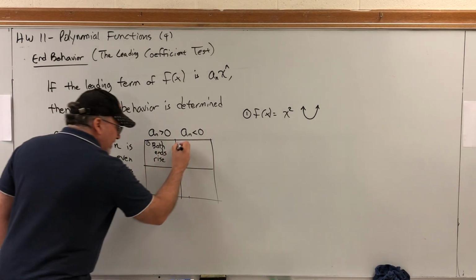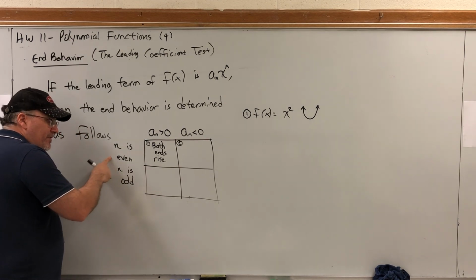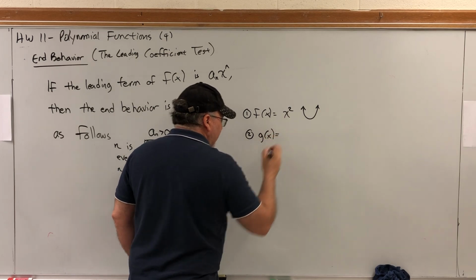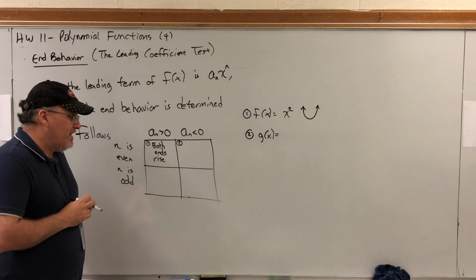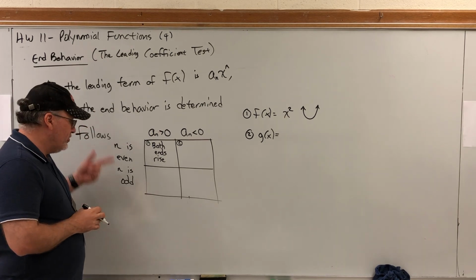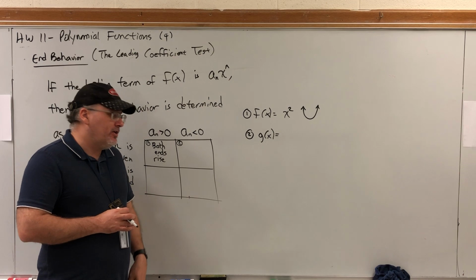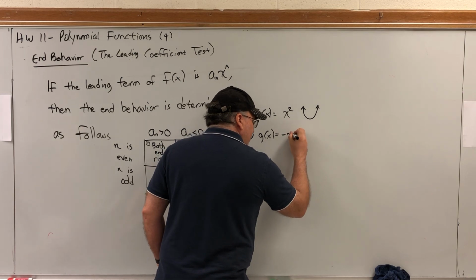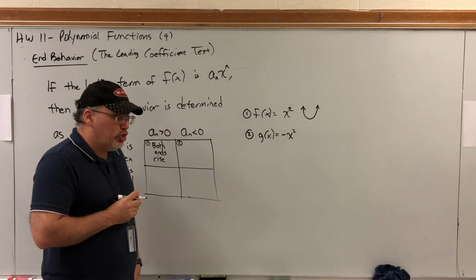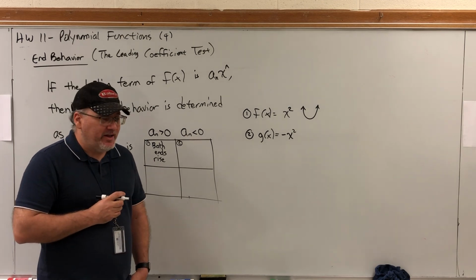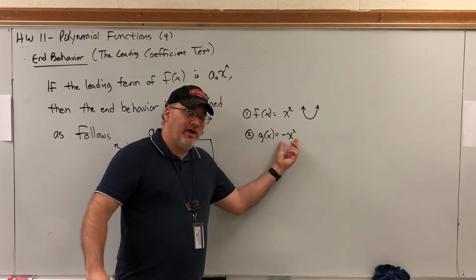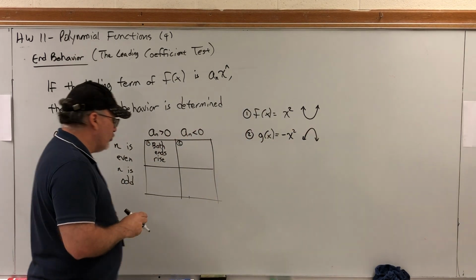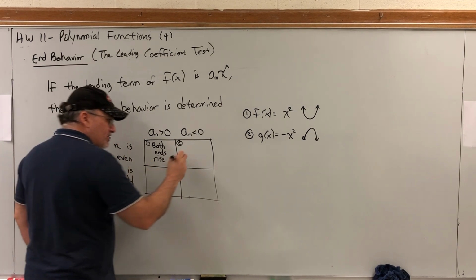Let's fill in the box to the right of it, where the degree is even, but the leading coefficient is negative. We'll call this function g of x, just because I'm tired of saying f of x. So, can you think of a really simple polynomial function whose highest power is even, but whose leading coefficient is negative? Sure, take the previous one and stick a negative on it. That has an even degree, 2, and a negative leading coefficient, negative 1. And what does the graph of negative x squared look like? A parabola that opens down. So that is an example to remind you that under these conditions, both ends fall.